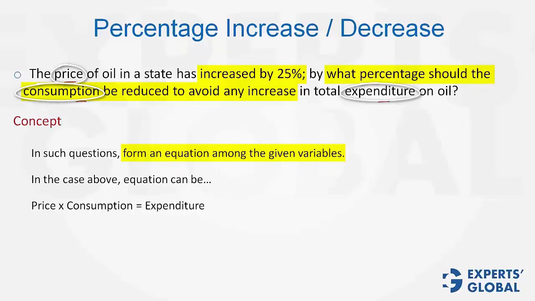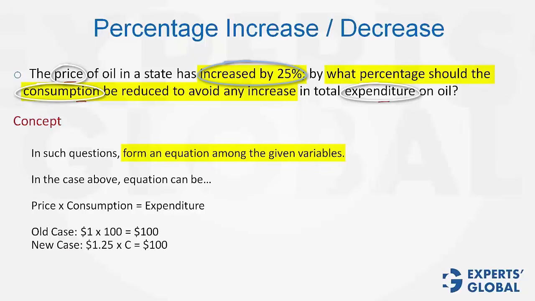Now, originally assume numbers which are friendly. Let's assume that the price is $1, the consumption is 100 units, and therefore the expenditure would be $100. This is the original case. After a 25% increase, price would become 1.25. As per the condition in the question, expenditure should still remain 100. And therefore, let us assume that the new consumption is C units.